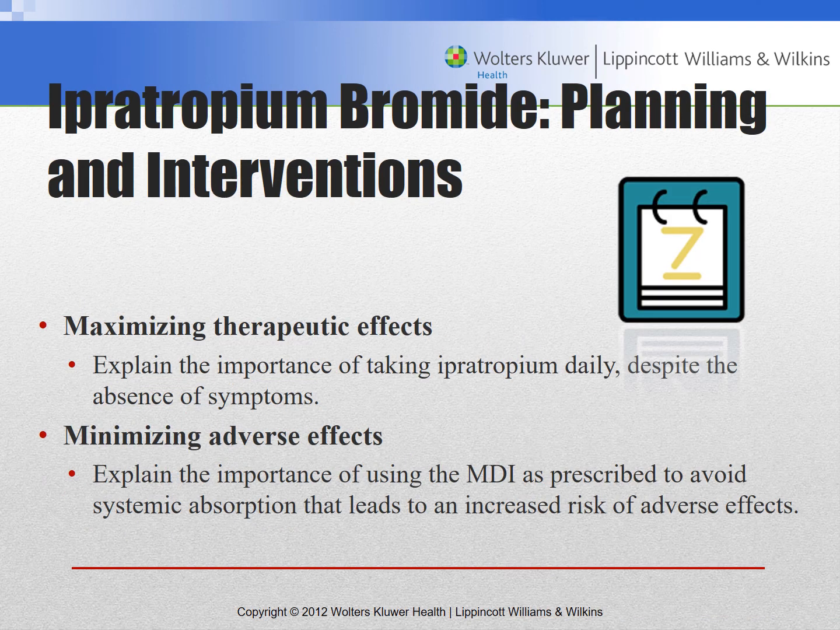Maximizing therapeutic effects: we want to explain the importance of taking it daily despite the absence of symptoms. Because it is a maintenance drug, keep in mind we want to explain to the patient it is not for rescue, it is for maintaining their disease process, so they need to take it every day regardless of if they're feeling better. Minimizing adverse effects: we do want to explain the importance of using it as prescribed to avoid systemic absorption. That can lead to an increased risk of adverse effects, because they're going to have more of those anticholinergic effects if they're using it more than prescribed. So we want to make sure to notify them of the importance of that.